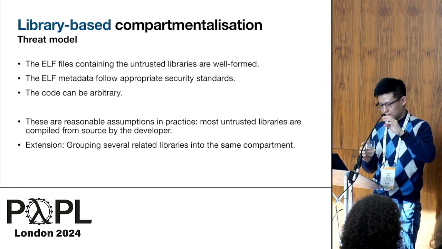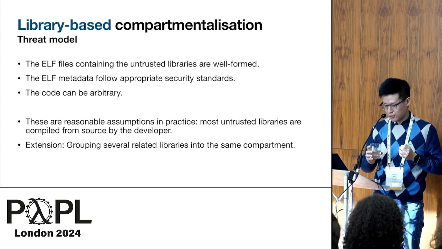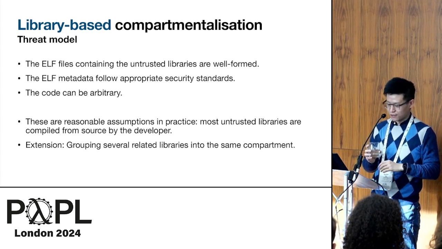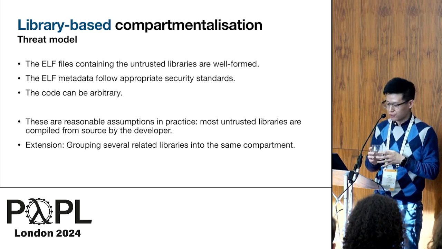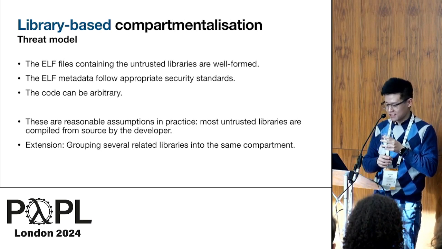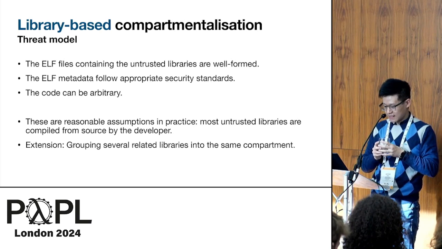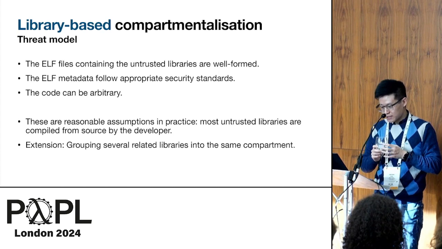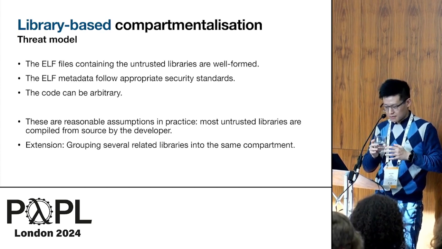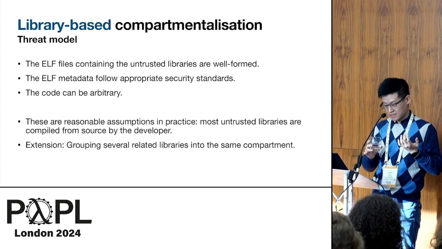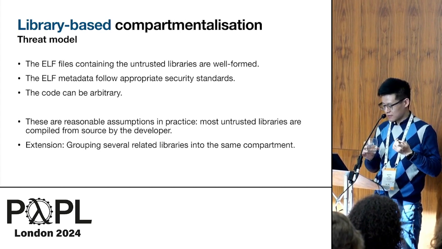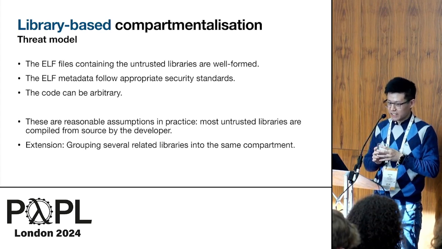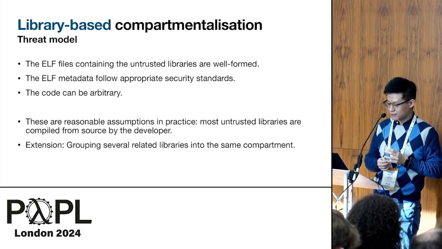Now, the most important thing about the threat model is that the code can be arbitrary. So as soon as the ELF file begins to execute, we can assume that anything can happen. The attacker can execute arbitrary code without any limitation. They can make system calls and do anything, basically. So I think this is a reasonable assumption because most untrusted libraries, the code is untrusted, but still you need to compile it yourself. So we basically treat the toolchain that you use to build the ELF files as a TCB.